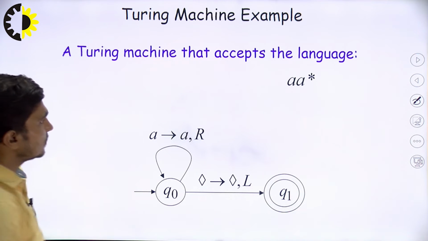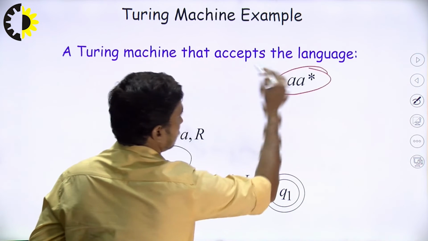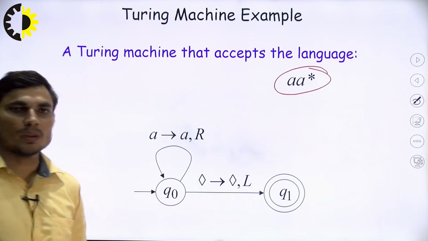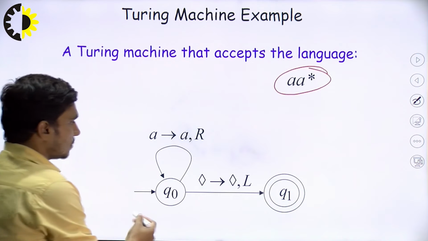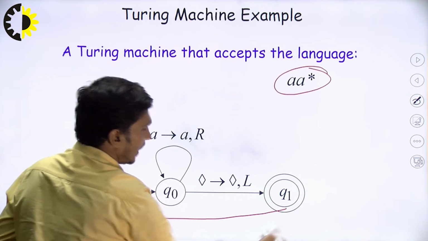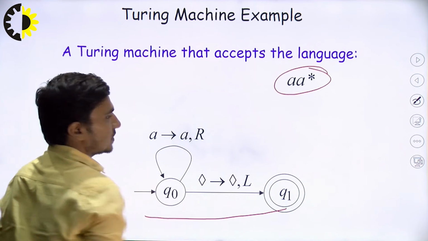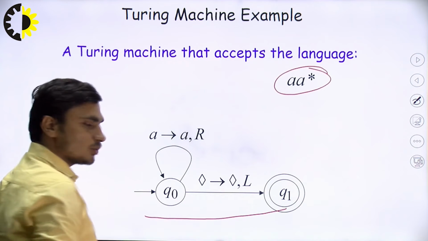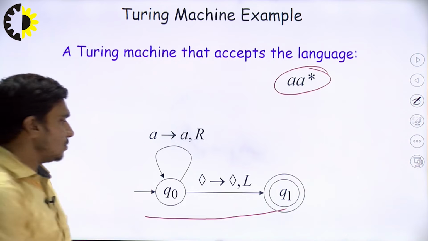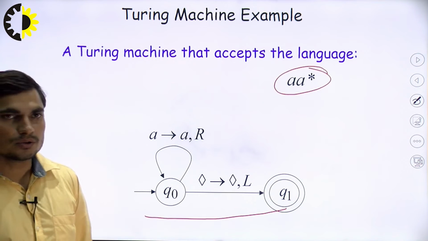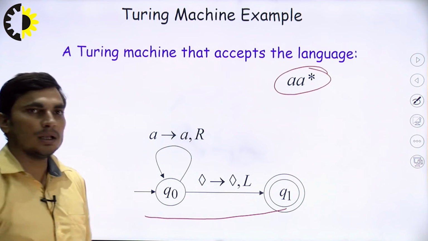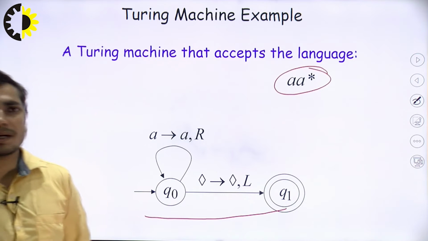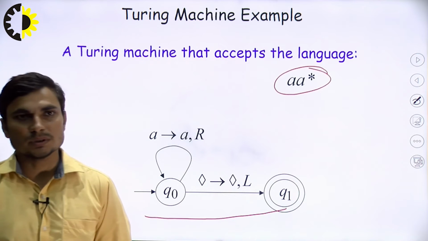So just take a look at this example where we are checking for the acceptance of a language. If our language is in this form, in this expression, this Turing machine is going to accept such kind of languages. This Turing machine has two states, Q0 and Q1, and at Q0 we have two transitions. If we read input symbol A, we will write the input symbol A and move towards the right side.